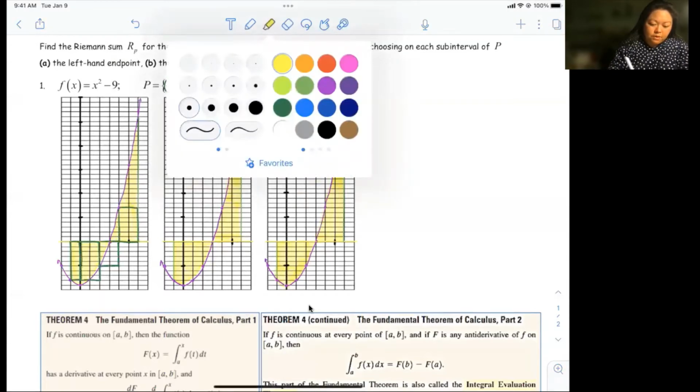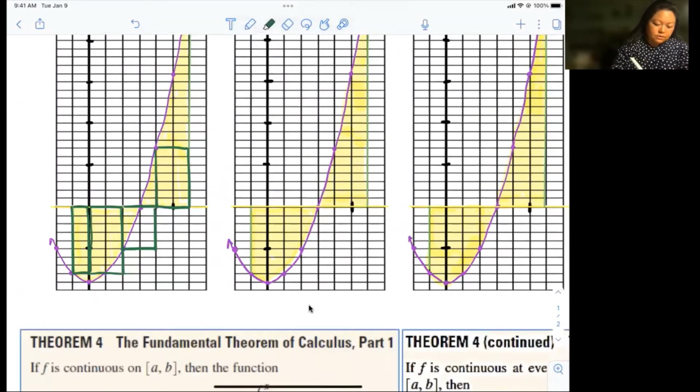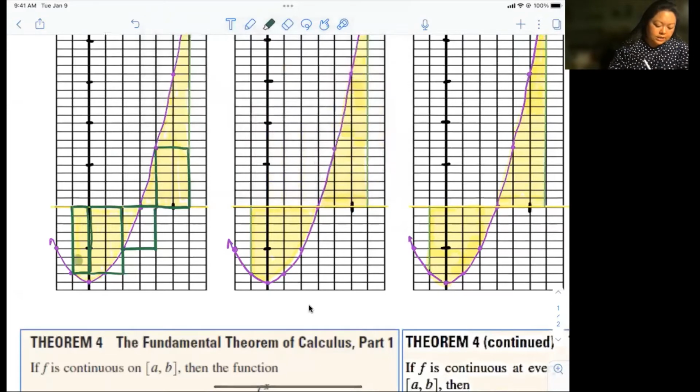So if it will help you, I would strongly recommend to shade it in. Sorry, it's a little too big. To shade it in and see the difference between your approximation versus your actual graph. So this left endpoint approximation is not perfect. It's not the best actually, but this is what you can see. This is what our approximation would get us, okay?